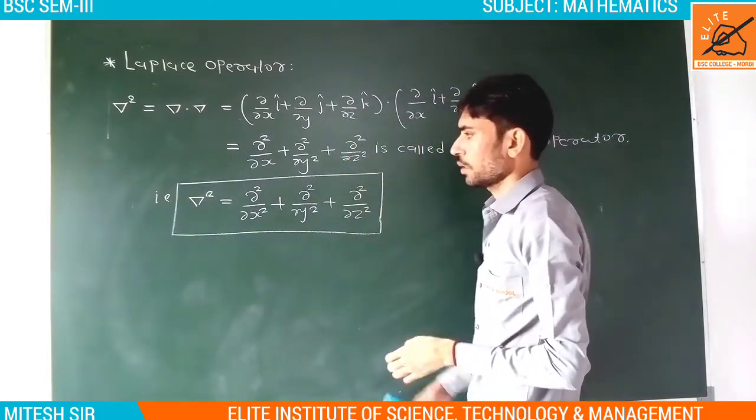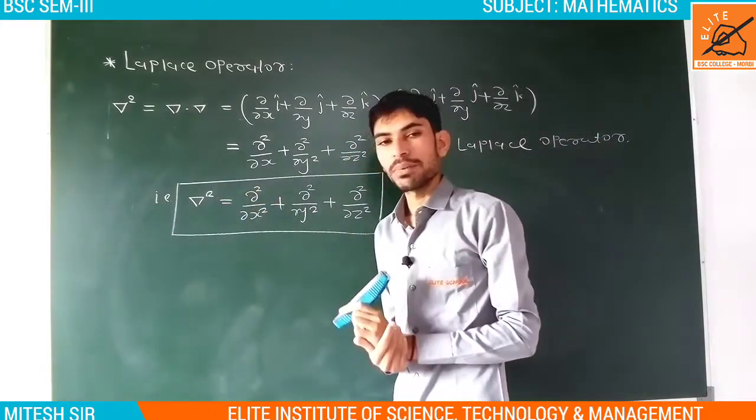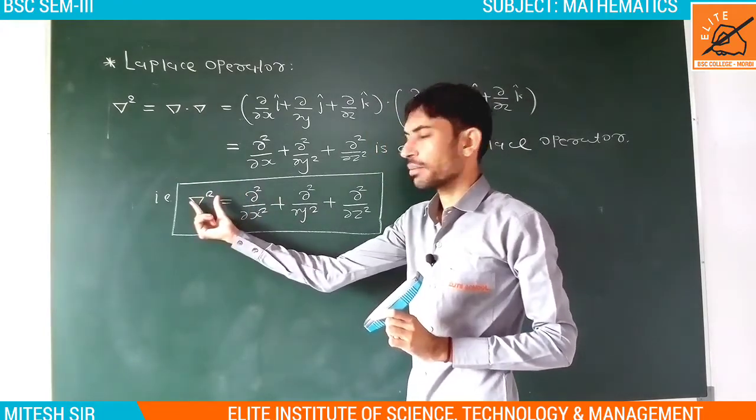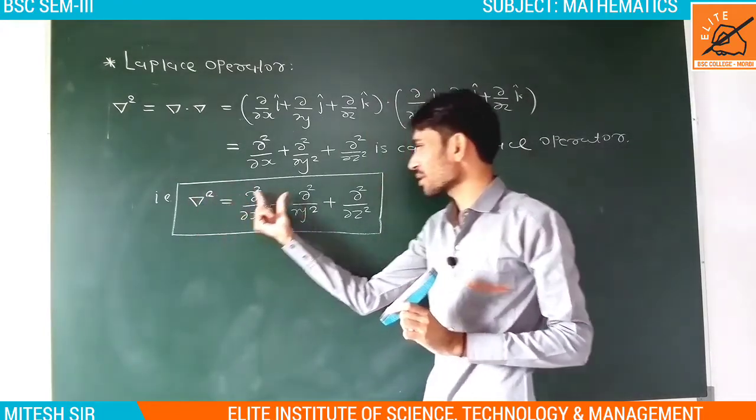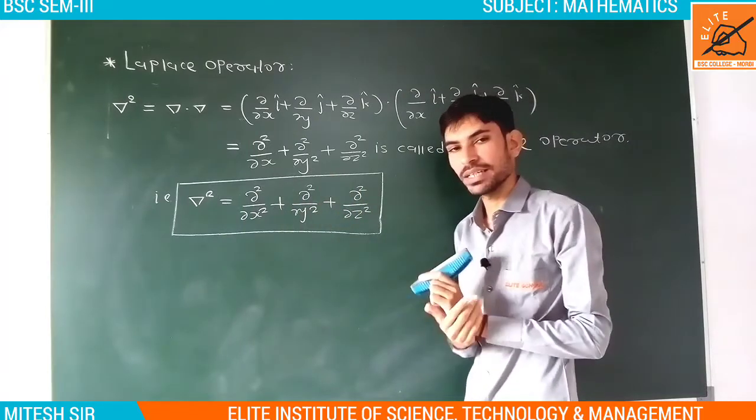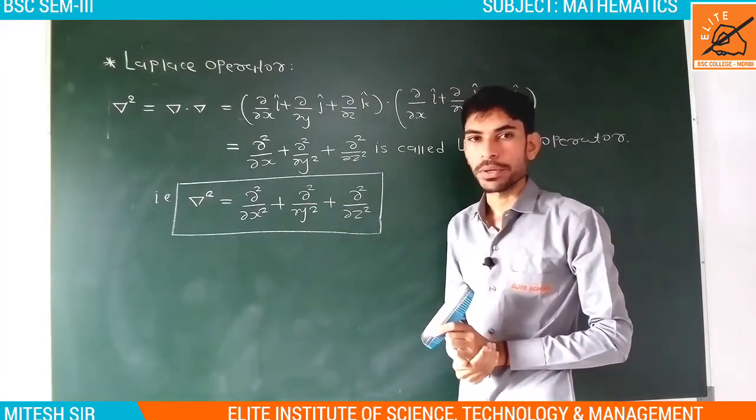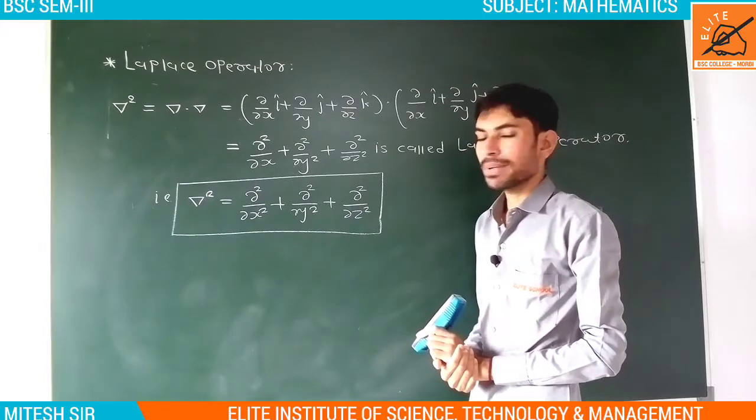So friends, in the exam if they ask to define the Laplace operator, write down that nabla square is equal to del square upon del x square plus del square upon del y square plus del square upon del z square, is called the Laplace operator. Now we define the Laplace equation.